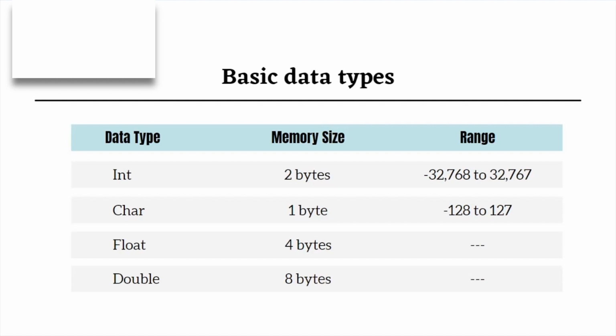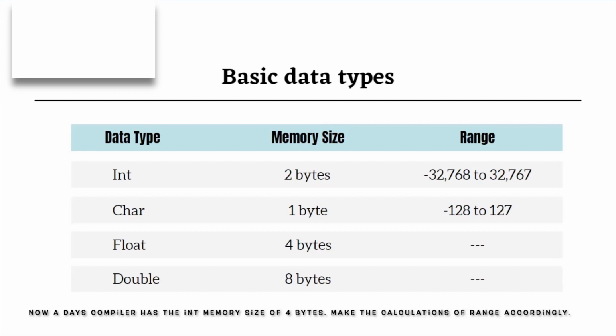So what is the memory size? Int has 2 bytes of memory size, char has 1 byte of memory size, float has 4 bytes of memory size and double has 8 bytes of memory size. So what is a byte? 1 byte equals 8 bits. So 2 bytes. If we take integer, it is of 2 bytes. So 2 bytes means 16 bits.